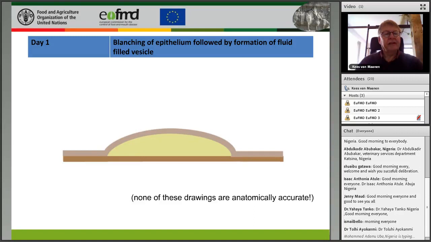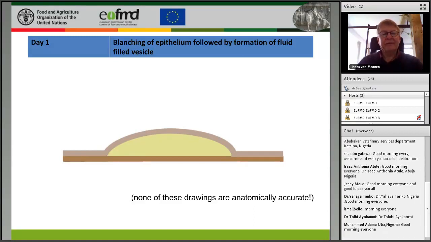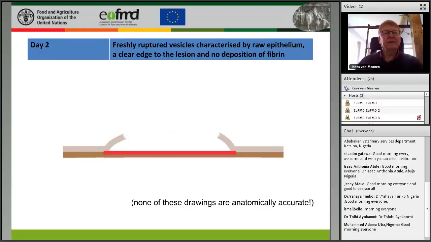So when we talk about lesion aging, I have a number of diagrams, and these are not anatomically accurate, but they will help you to understand this in a simple way. This is how the lesions evolve. What we call day one is when we see intact vesicles where the epithelium often is blanching, followed by the formation of a fluid-filled vesicle. And when we go into day two, we talk about ruptured vesicles, in fact, that are freshly ruptured, so they will have a raw red appearance.